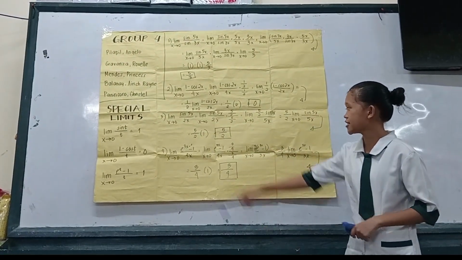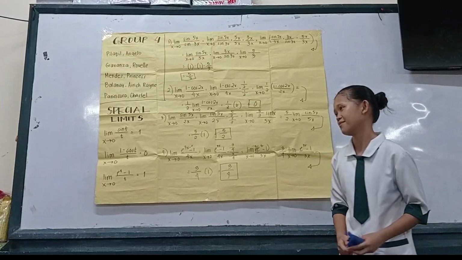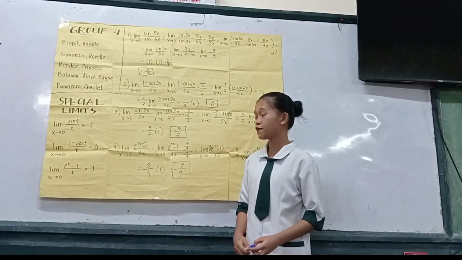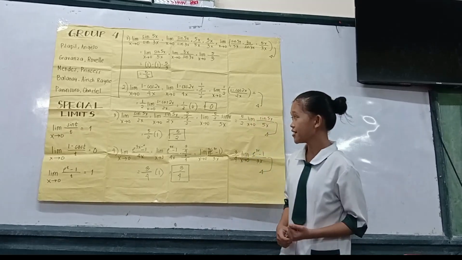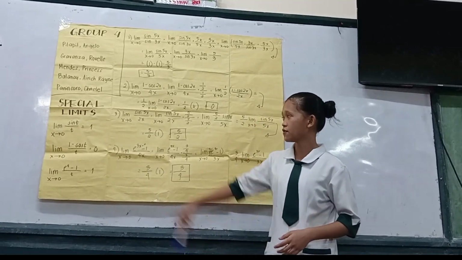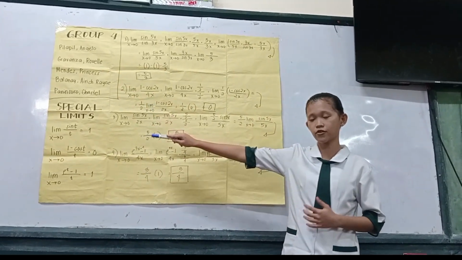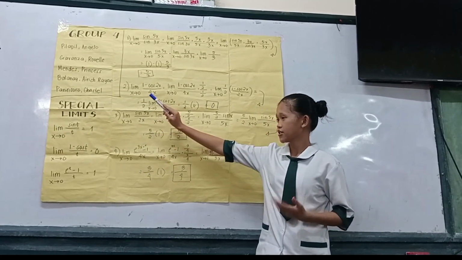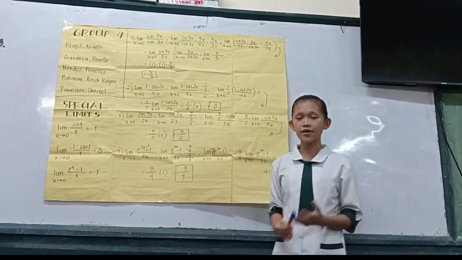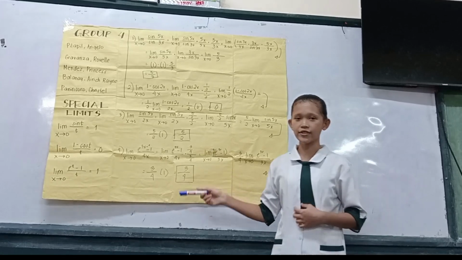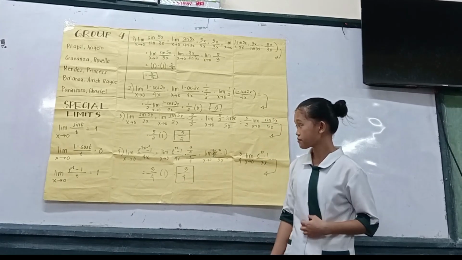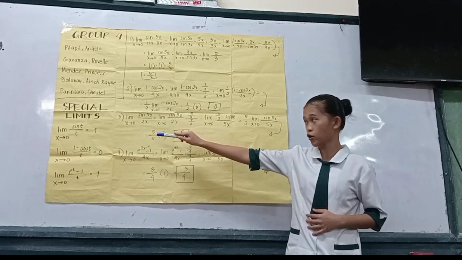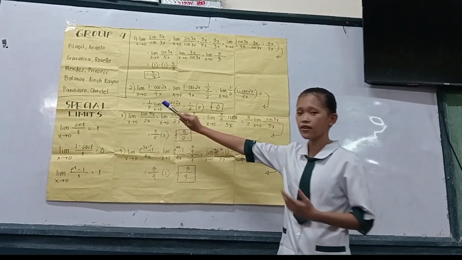So the next step is, for our next example, number 3, the limit of sin 5x over 2x as x approaches 0. The first step is to direct substitute to check if this is indeterminate, or 0 over 0. Since our problem here is already 0 over 0, let's proceed to the next solution.